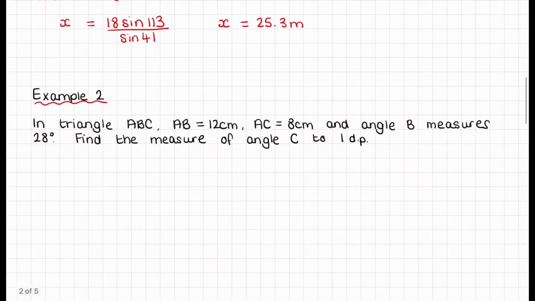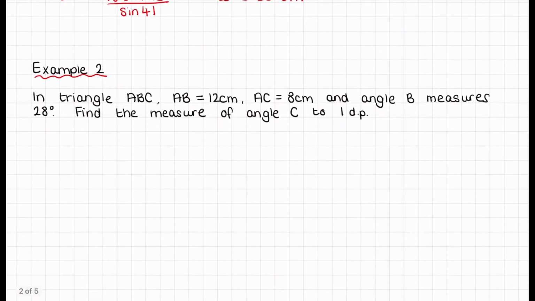Example 2. So we've got this triangle ABC. We know that AB equals 12, AC equals 8, and angle B measures 28 degrees. We want to find angle C. Now, we haven't been given a diagram, so the best thing we can do first is to draw a diagram. So just draw a triangle. We're going to label it A, B, and C. Now we know from A to B it's 12 centimetres. AC is 8 centimetres. And angle B measures 28 degrees.